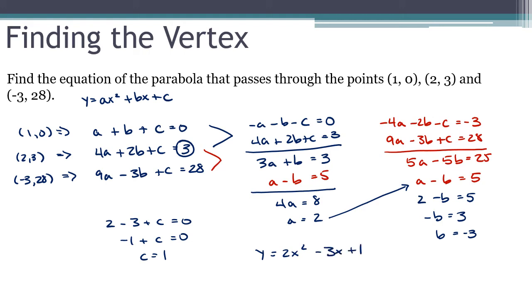That's my answer, right? And again, you can check this. It's a little messy, but you can take 1, 2, and negative 3, substitute them into the equation, and confirm that you do get 0, 3, and 28 back out.